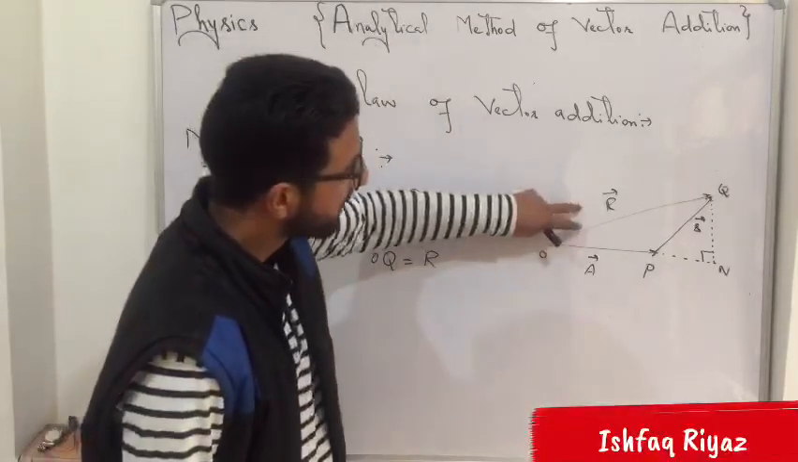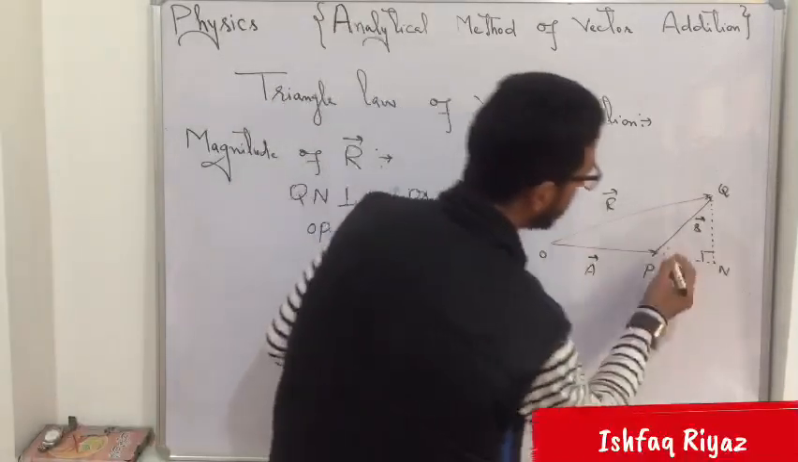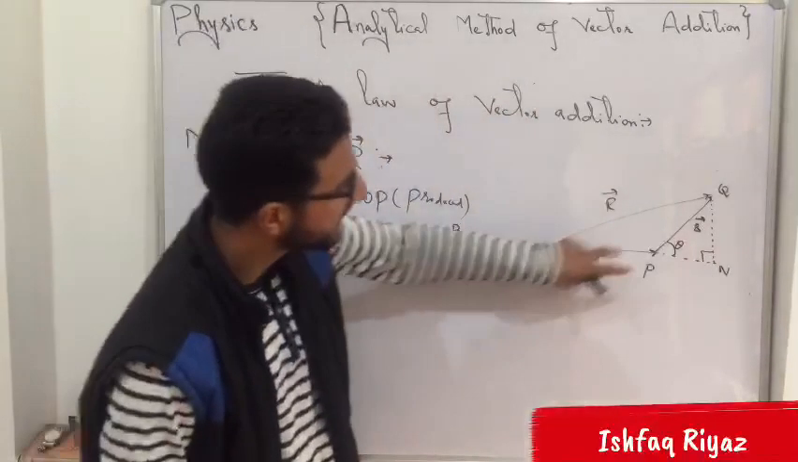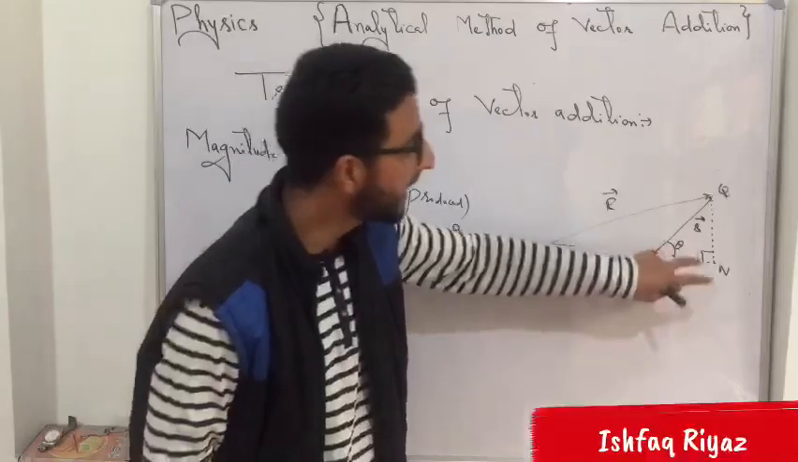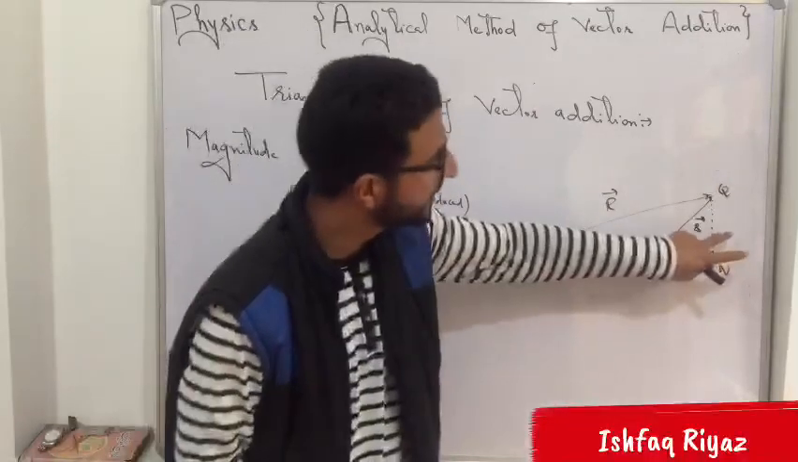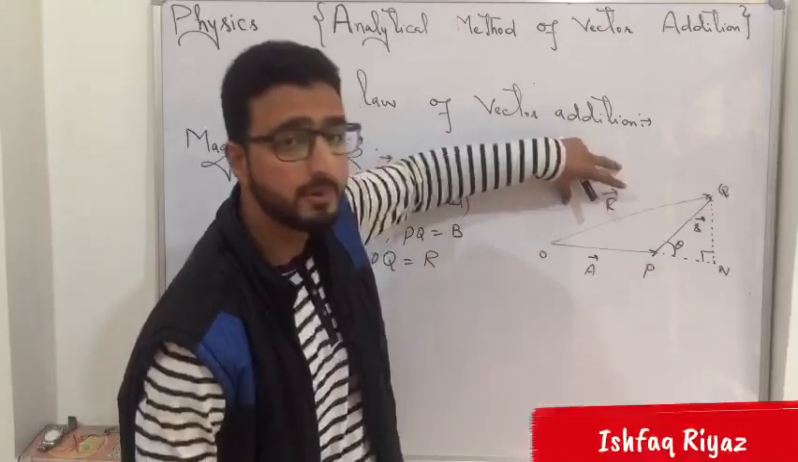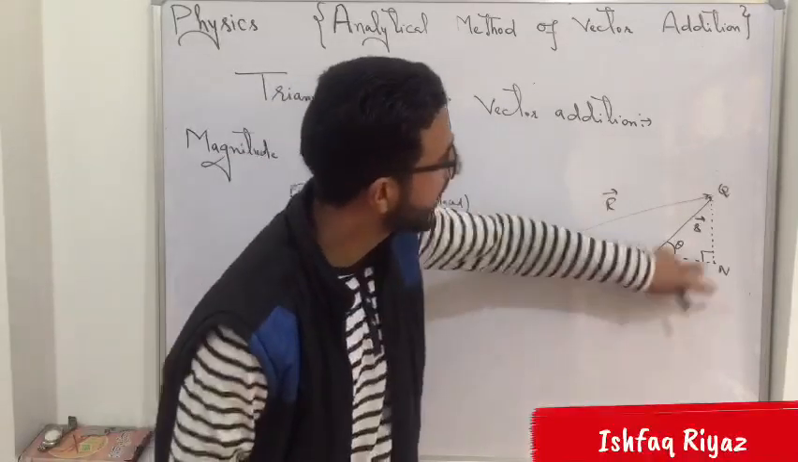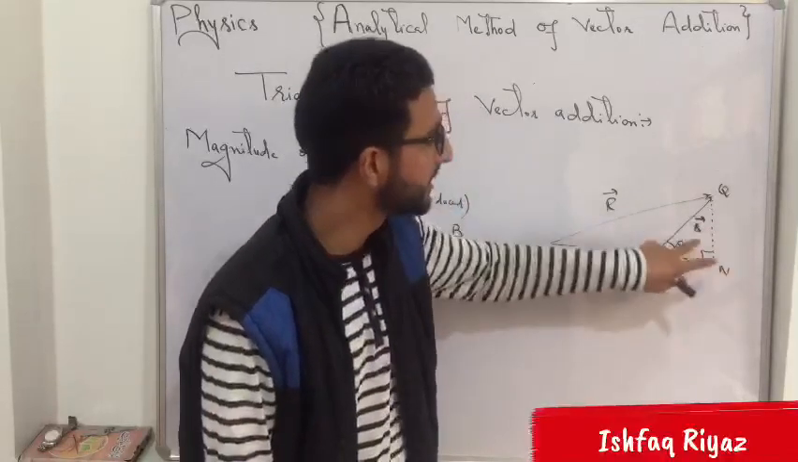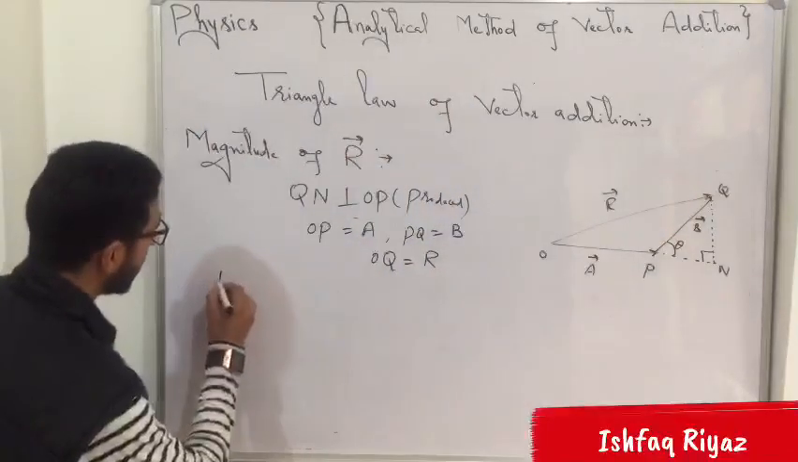To find the magnitude, I will consider this triangle, and as I already said, let the two vectors be inclined at an angle theta. Suppose theta is the angle between vector A and vector B. From this right angle triangle PNQ, let us calculate QN and PN. After this I will use the Pythagoras theorem in triangle ONQ. To do this, I will first find QN and PN in this small right angle triangle, that is PNQ.